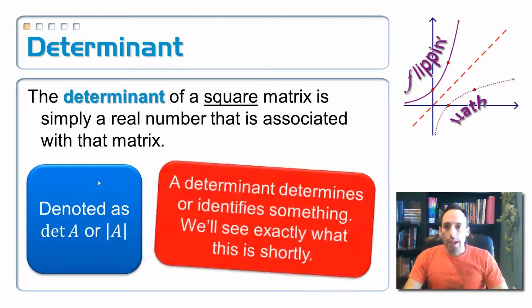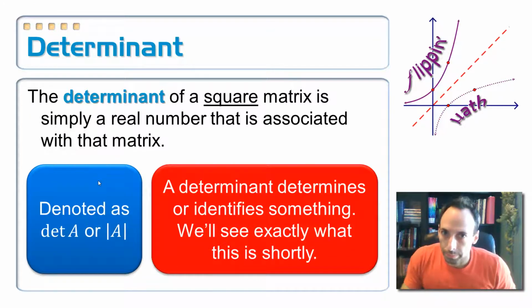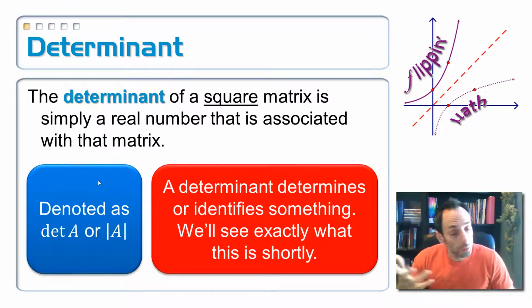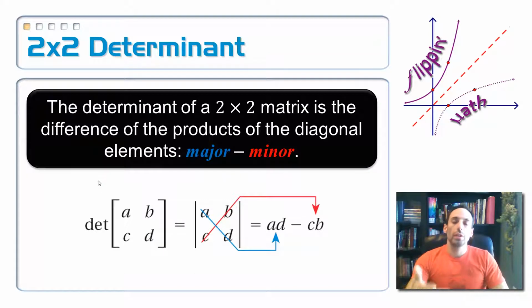And just based on the word right there, determinant, the determinant determines something, it identifies something, but I haven't said what yet. Big mystery, big mystery. I hope the reveal is worth it. Okay, so here is then finally how you find the determinant of a 2 by 2 matrix. Very, very simple. If you can cross multiply, if you can subtract numbers, you can find the determinant of a 2 by 2 matrix.